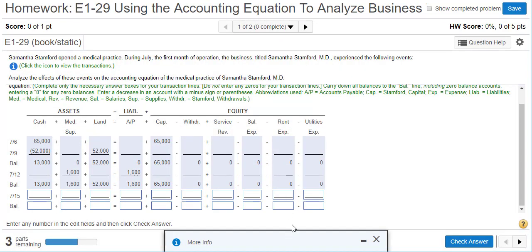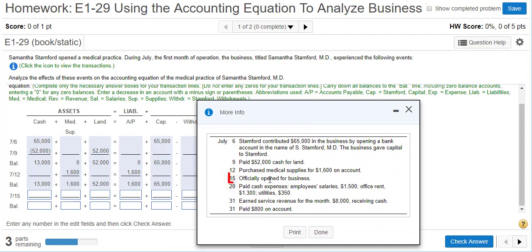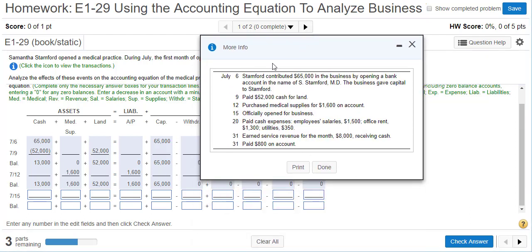All right, 7:15. Let's see what happened on 7:15. Officially opened for business. So in our accounting records, according to this, are any of our accounts affected? We officially opened for business, but are there any dollar amounts for any of the accounts? So no. So there's no transaction that we need to record here. Remember, you only record a business transaction when it affects accounts and we can reliably figure out what the dollar amount is. No accounts and no dollar amounts were affected on the 15th.